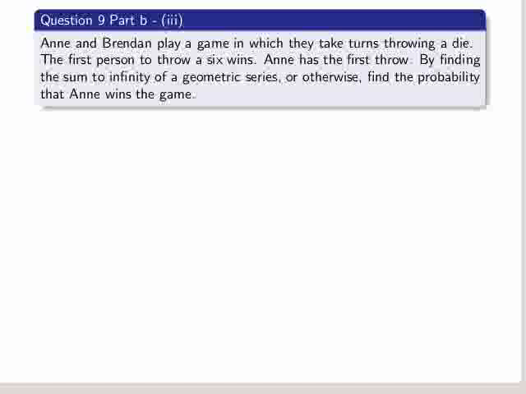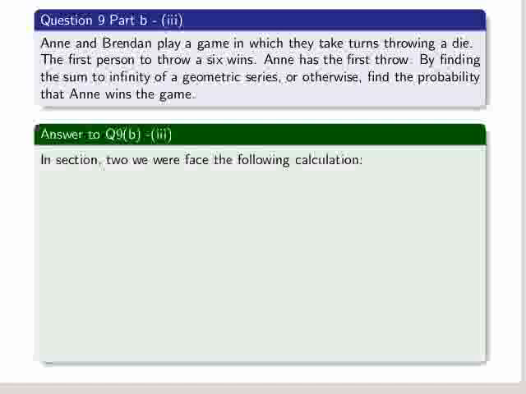Anne and Brendan play a game. Once again it's the same game. This is section 3 of part B. Now we have to find the sum to infinity of a geometric series, and in that way find the probability that Anne wins the game.